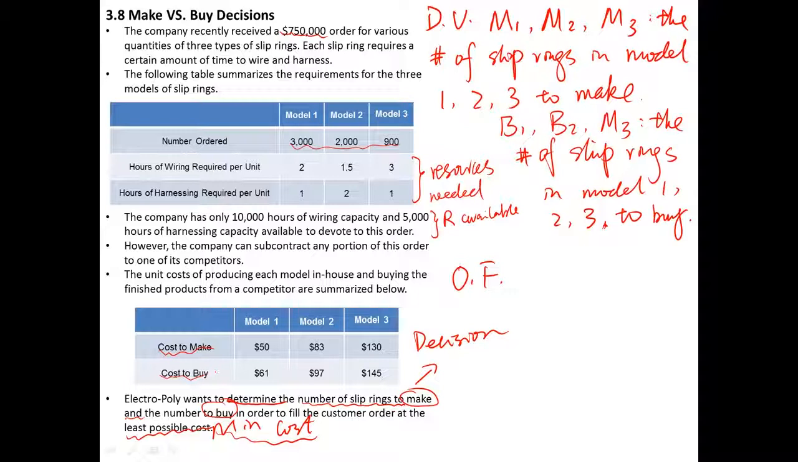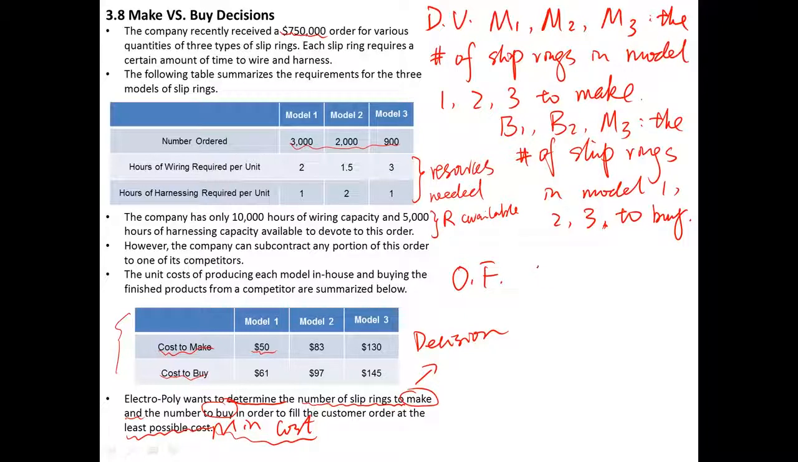Okay, and in this table, what is given are those unit costs. And the total cost would be the unit cost times how many to make. For example, for model 1, how many are we making? We don't know, right? But we use the M1 to represent the number to make for model 1.